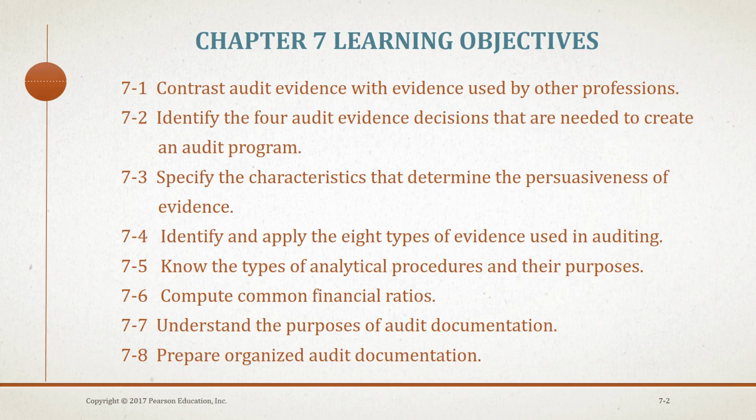So again, several different objectives that we have over here. Let's just take a moment. We're going to contrast audit evidence with evidence used by other professions. Identify the 4 audit evidence decisions that are needed to create an audit program. Specify the characteristics that determine the persuasiveness of evidence. Identify and apply the 8 types of evidence used in auditing. Know the types of analytical procedures and their purposes. Compute common financial ratios. Understand the purposes of the audit documentation. Prepare organized audit documentation.